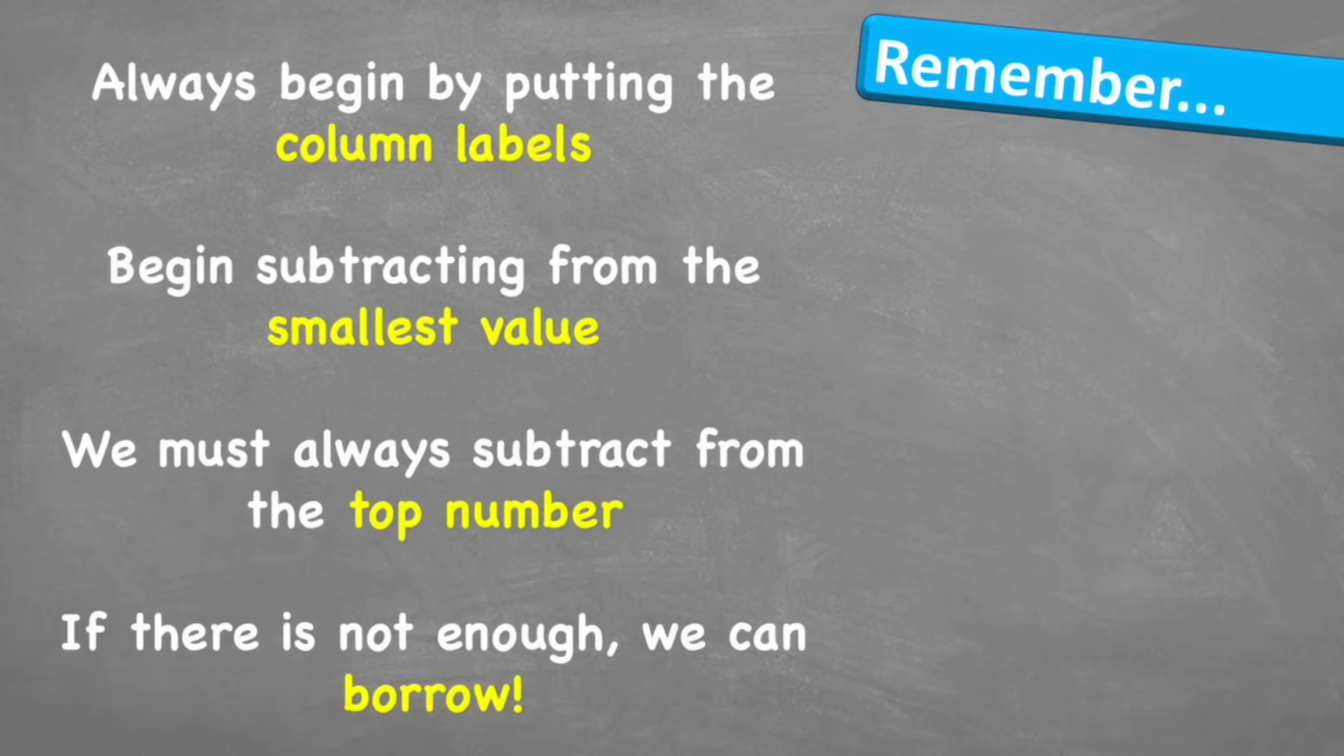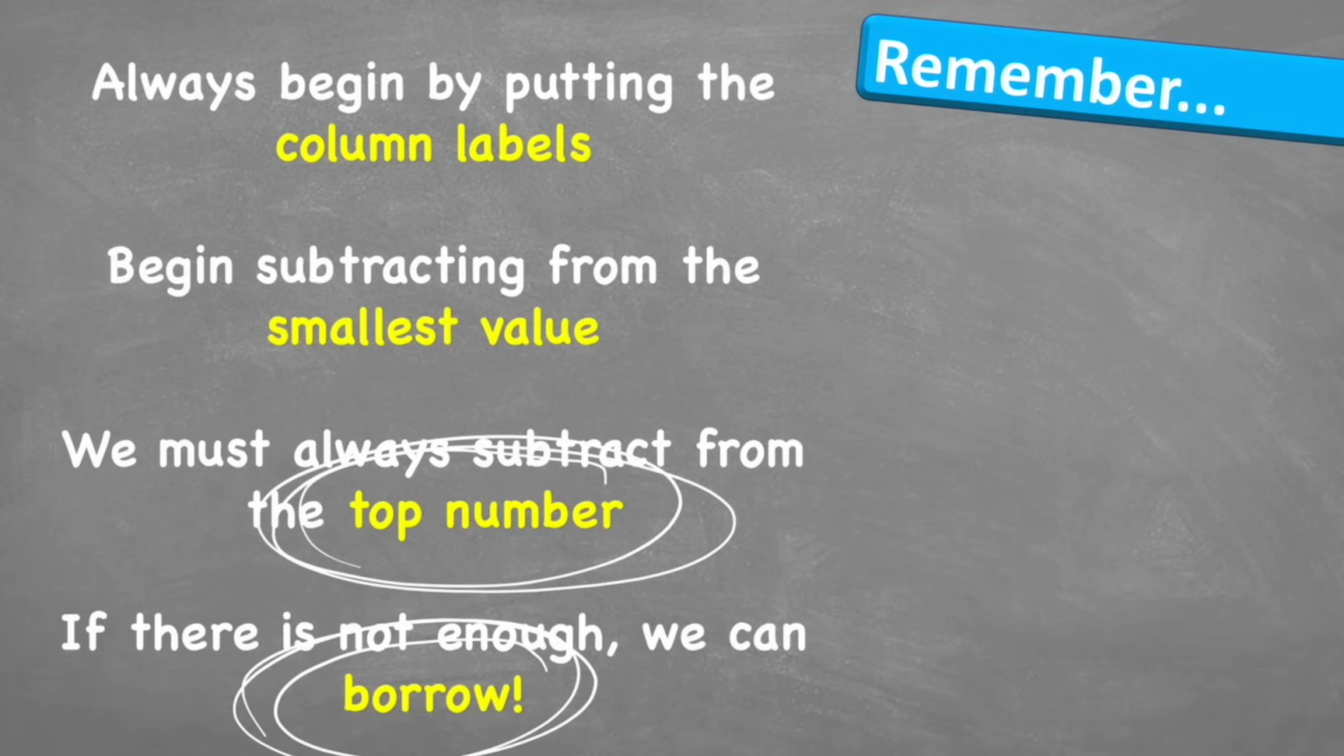Awesome. Let's look at what to remember. First, we must always begin by putting the column labels. Begin subtracting from the smallest value, and we must always subtract from the top number. This is really important. Remember, the top number is the number we have, and the bottom number is what we're subtracting away. If there is not enough, we can borrow from next door. Don't be afraid to knock next door and borrow.